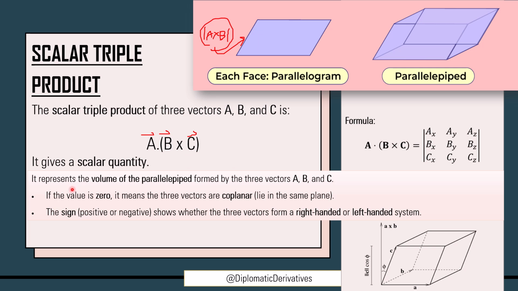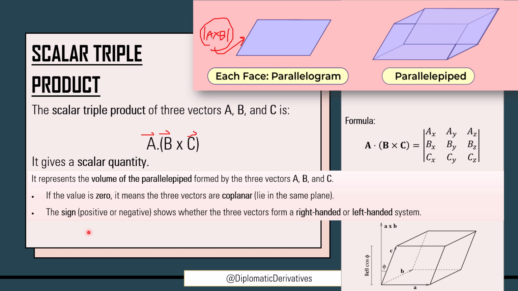If the value is 0, it means that the three vectors are coplanar, that is, they lie in the same plane. Let's suppose you have a piece of paper and all those vectors are lying on the piece of paper. It means that they are on the same plane, and the value of this scalar triple product becomes 0. There is no three-dimensional thing happening. For a scalar triple product it has to be three-dimensional.